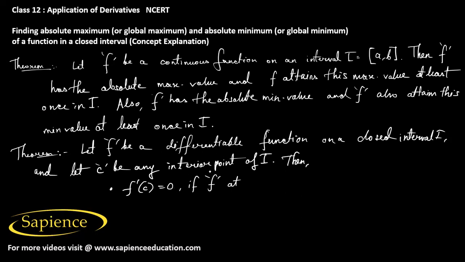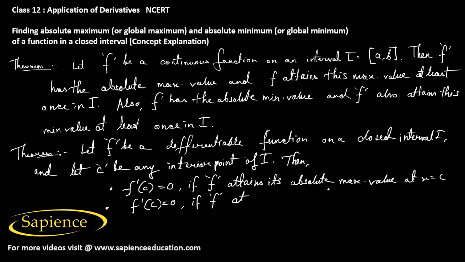It means the slope of the function at x equal to C should be equal to 0 if f attains its absolute maximum value at x equal to C. And also f dash C will be equal to 0 if f attains its absolute minimum value at x equal to C.